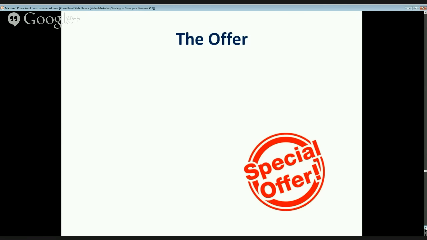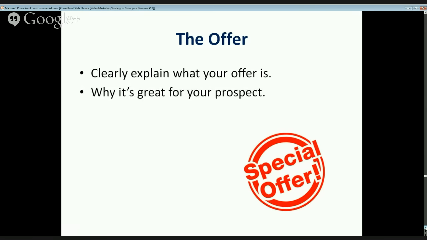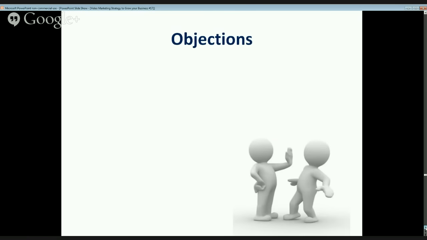Okay, now the offer. This is finally, you get to make your offer. Clearly explain what your offer is. Okay, no fluff here. Just come out and say what your offer is. Why is it great for your prospect? Right? Focus on the value it provides. Right? Benefits, the value. Don't go talk about features. Forget features. The value, the end results they're looking for.